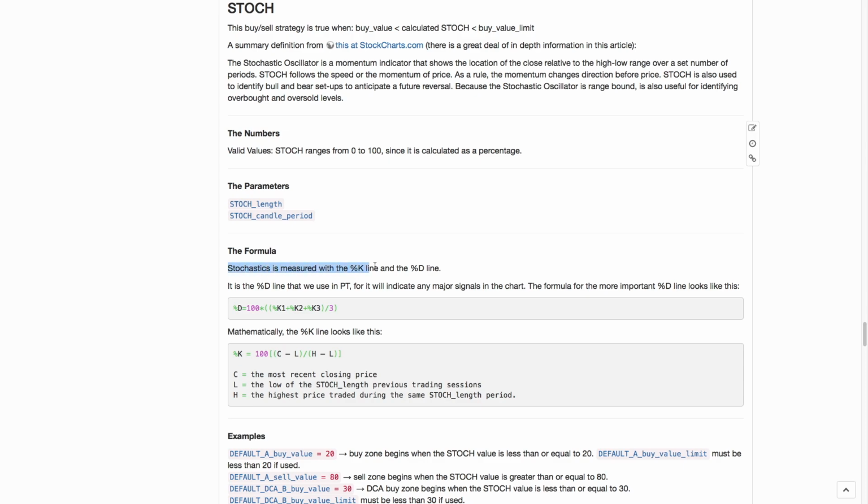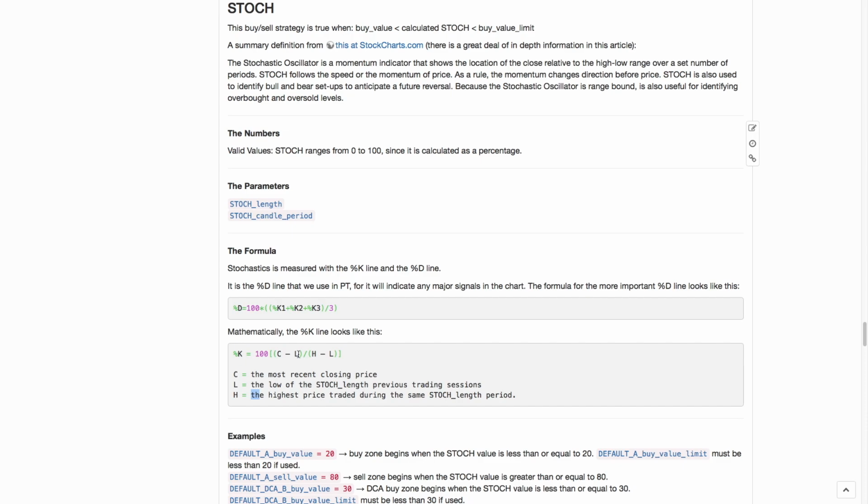Stochastics is measured with a %K line and a %D line. The %K line is calculated by this big formula right here. It takes the most recent closing price and subtracts the lowest low of the prior periods you specified for your range. If you're using 14 candles, this would be the lowest point in the last 14 candles. Then the highest price traded during the same length of period, so the highest high of the prior 14 candles minus the low of the previous 14 candles.